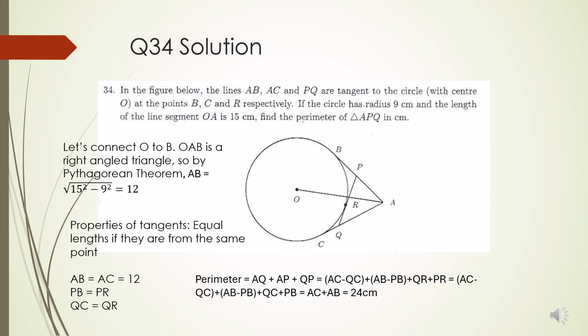Speaking of tangents, another property of tangents is that they have equal lengths if they are from the same point. Since point A is the same as point A, obviously, we know that AB equals AC equals 12. We can also find out that PB equals PR and QC equals QR. Now we just have to plug that all in to find the perimeter of APQ, which is AQ plus AP plus QP. If we simplify it far enough, this equals AC plus AB. We also found that AB equals 12 and AB equals AC, so AC plus AB equals 2AB, which is 24.